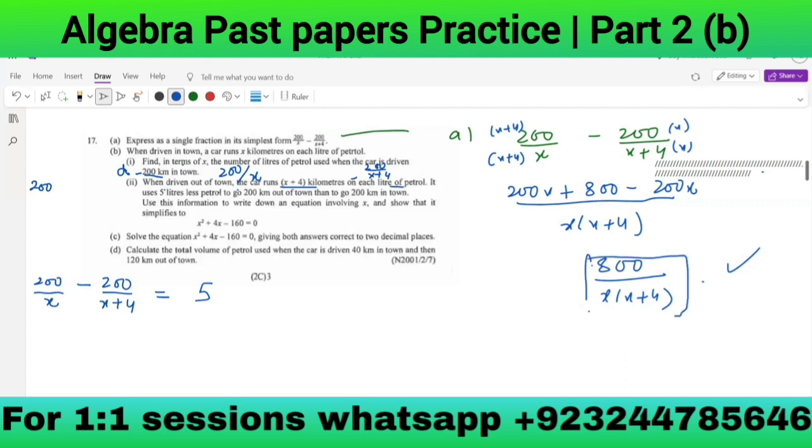So we are using our answer from the a part, 800 divided by x times x plus 4, which is equal to 5. What? How to form the equation?